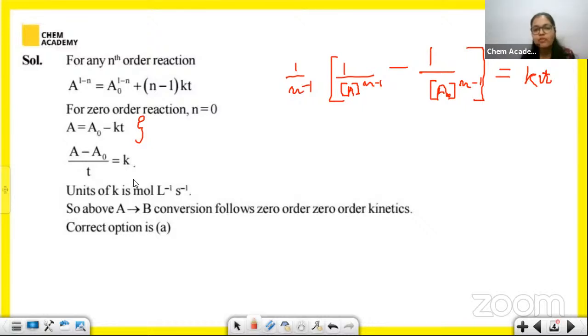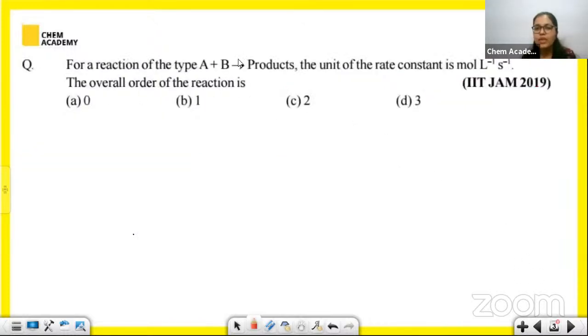Now, in the question, we have been given the unit of K as mole, liter inverse, and second inverse. How do we determine the order? Since we know that the unit for concentration is mole, liter inverse, and that for time is second, on rearranging this, we will get mole, liter inverse, second inverse. So when we solve this integrated rate equation for nth order, and the value of K is satisfying for 0th order, therefore we can say that, let's go back to the question, that the overall order of the reaction is 0 order.